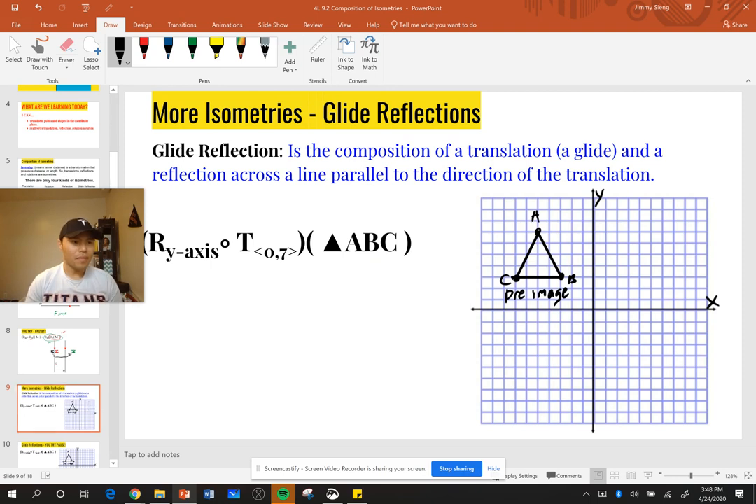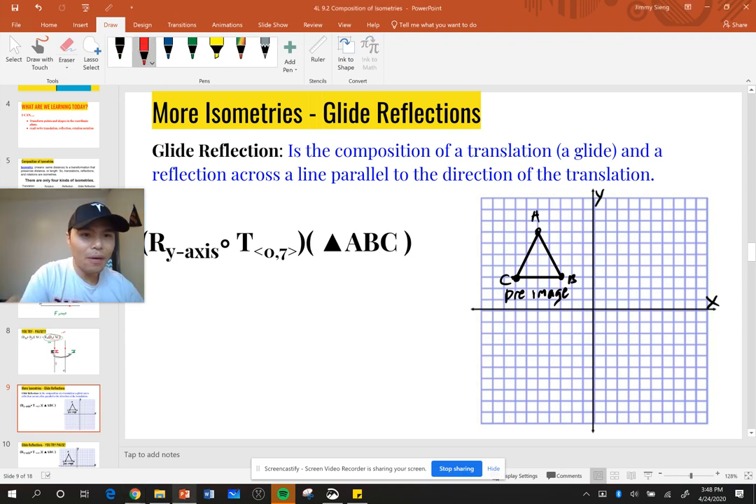So another one we have is more isometries. We're going back to that fourth one, which was a glide reflection, right? That is the composition of a translation and a reflection. So we're going to do a translation, which is movement, and then we're going to do a reflection, okay? That's what the glide reflection means. So let's go ahead and practice that.